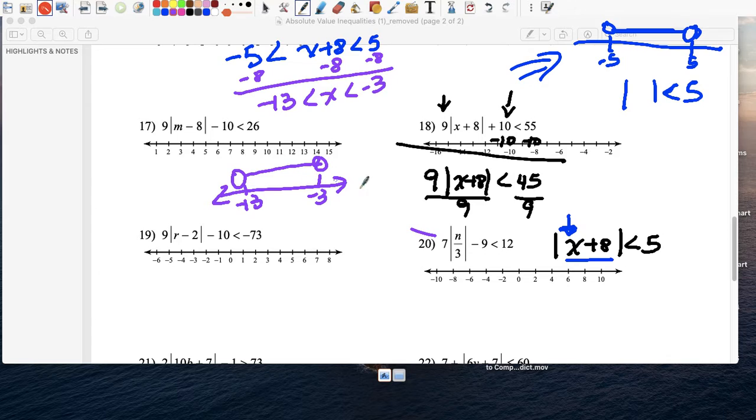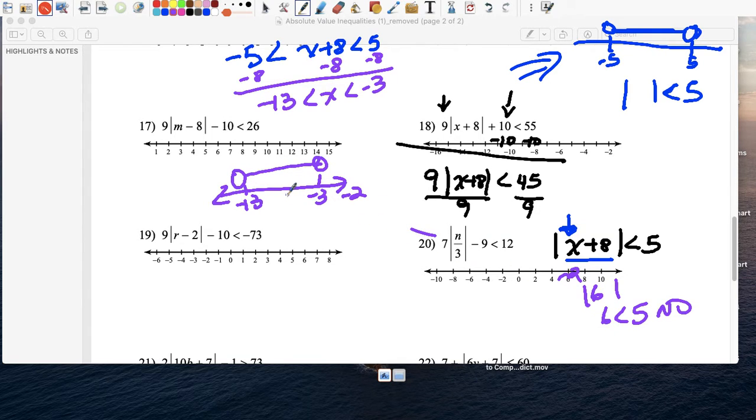So if I pick negative 2, negative 2 is on this side, right? Negative 2 is over here, so it's an example of what's not going to work. If I put negative 2 over there, I get negative 2 plus 8, which is 6. And if I take the absolute value of 6, I get 6, which is not less than 5. So negative 2 doesn't work.